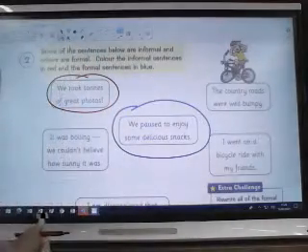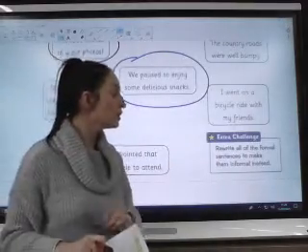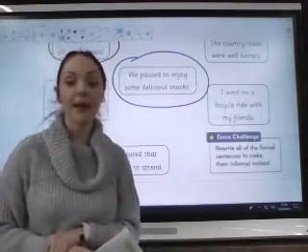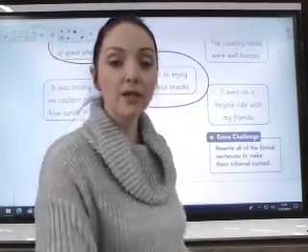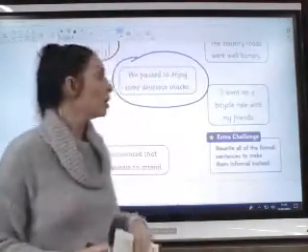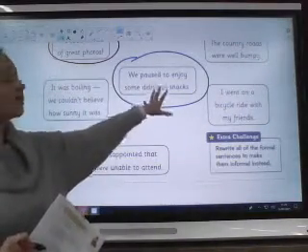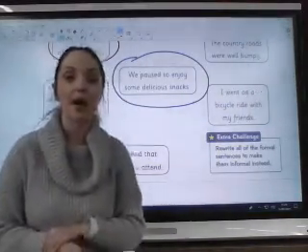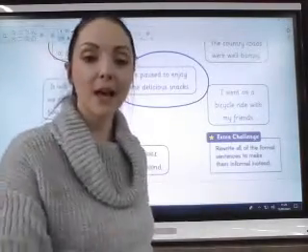Okay, and then you've got a little challenge to have a go at. It says rewrite all of the formal sentences to make them informal instead. Okay, so I do want you all to have a go at that. So in your purple book, so any that you have circled in blue, I want you to try and rewrite them so that they are informal. Okay, so have a think about how you would say that to a friend.